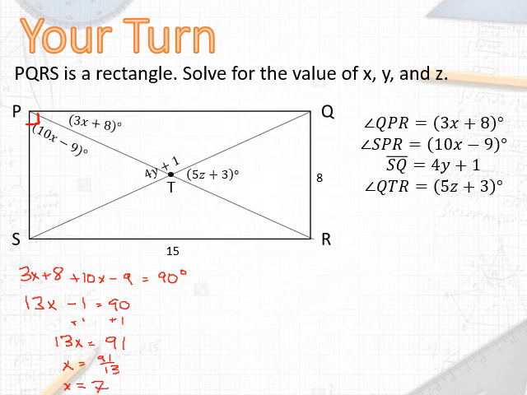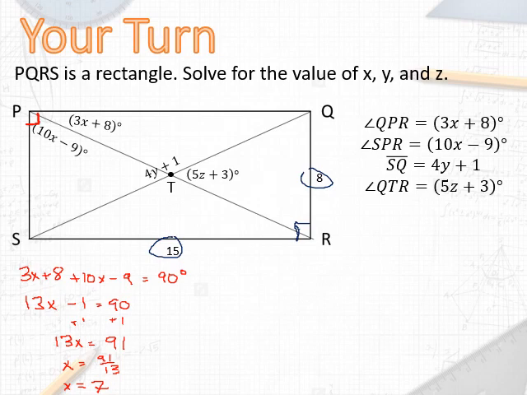So there's our first solution. X is 7. Moving on to, let's go with the 4y plus 1. So that is the hypotenuse or the diagonal of the rectangle, which will be the hypotenuse of this triangle, where one side is 15, one side is 8.